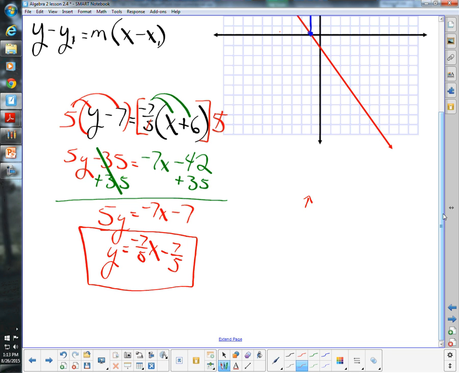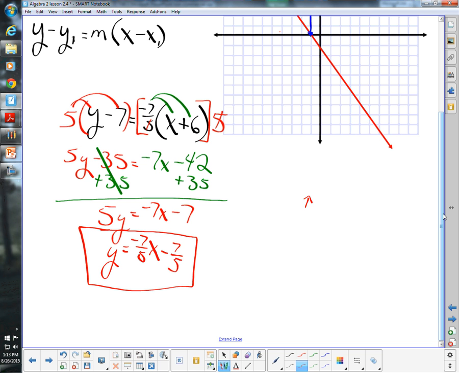Somebody with a calculator takes 7 and divides it by 5. Convert it to a decimal. 1 point what? 1.4? Okay. So they're saying right here that our y-intercept is negative 1.4. Doesn't it look like that's down there almost halfway between the negative 1 and the negative 2? All right, we wouldn't have known it was negative 1.4 unless we did the pure mathematics of it.